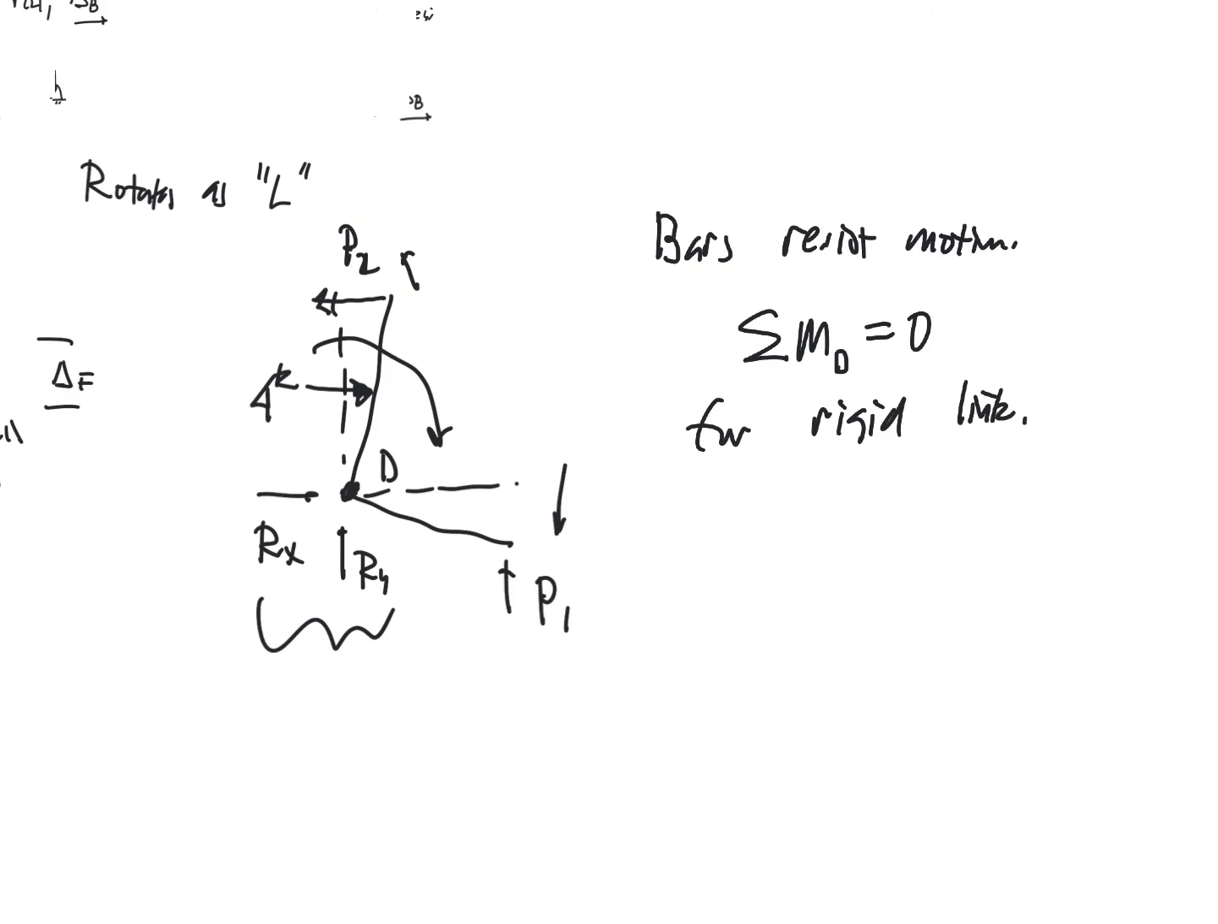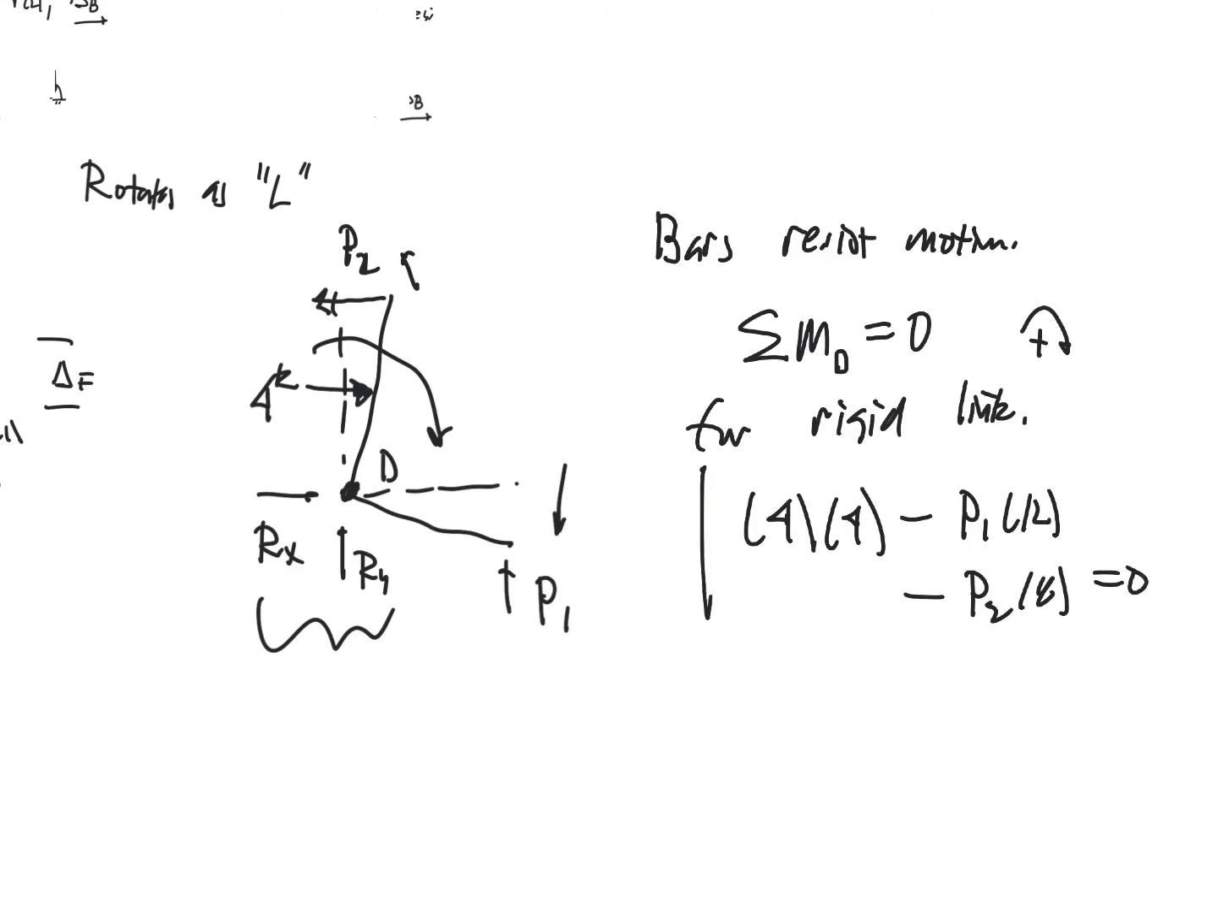So if we take that direction of moments as positive, I have 4 times 4 from the applied load. And then the opposite, I'm going to have minus P1 times 12, minus P2 times 8. And all that's equal to 0. So that would be our statement of equilibrium.